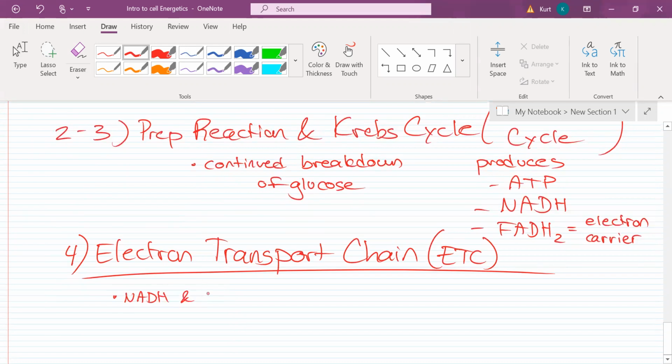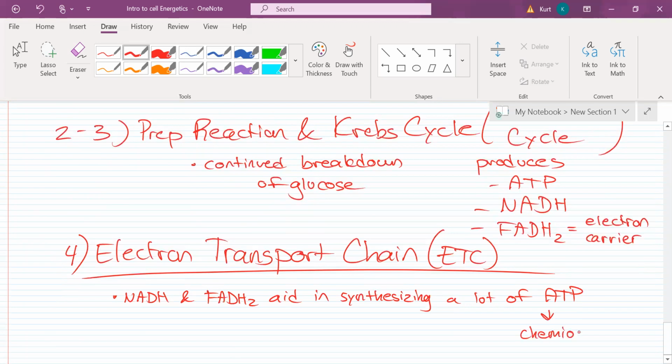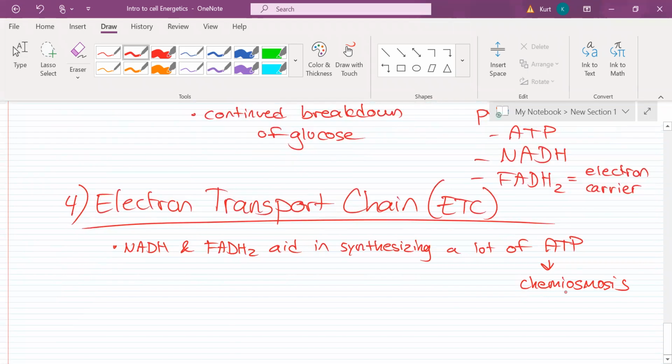NADH and FADH2 aid in synthesizing a lot of ATP. And if you can really impress me, what is the process of making ATP? I'll even give you a hint. It begins with CH. Anybody remember? Yes. Oh, you're so good. Chemiosmosis. Good job. Very impressed. The production of ATP is chemiosmosis.